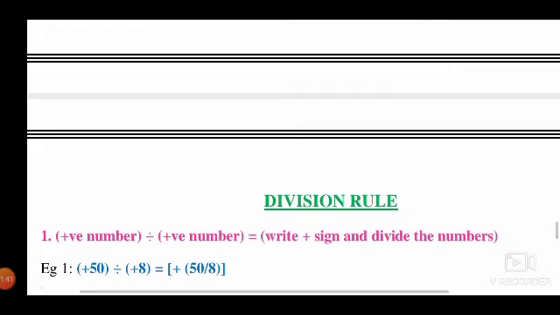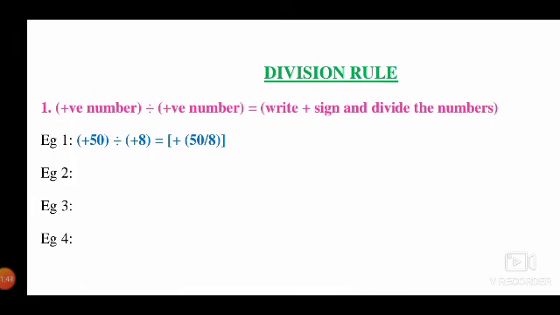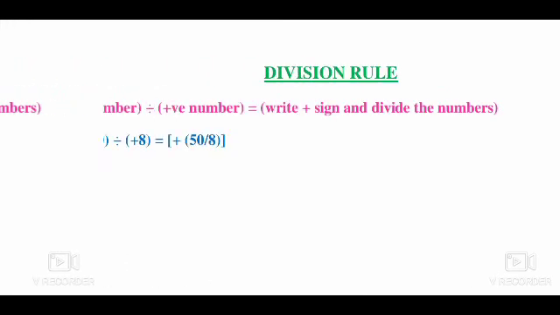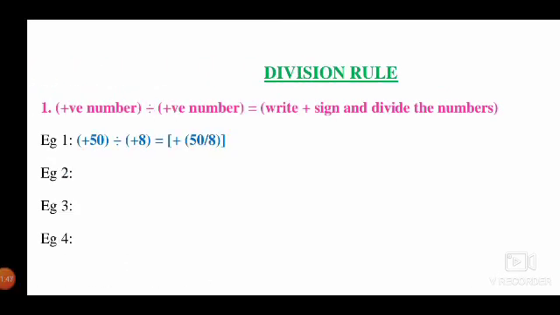Now let us move on to division rule. So for division rule, the first one is a positive number has to be divided with a positive number. For that we have to write a positive sign and divide the numbers. For example, plus 50 divided by plus 8. There are two positive numbers. So we have to write plus in common, and then we have to divide, that is 50 divided by 8.